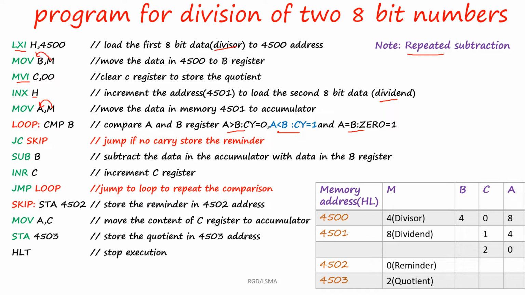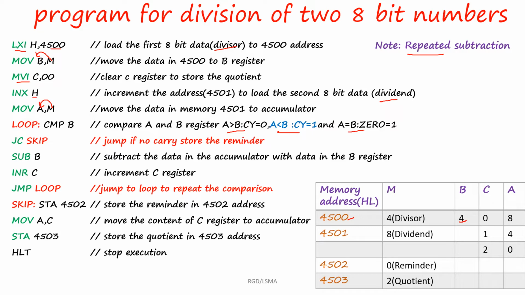We are going to compare A with the B register. I'll explain this with a table so that you can easily understand. The first data is the divisor, which has been loaded in 4500. The data which I have taken is 4. Next, I'm going to use MOV B, M. B comma M means the data available in 4500 is moved into the B register. What is the data available in 4500? It is the value 4. The 4 I'm moving into the B register.